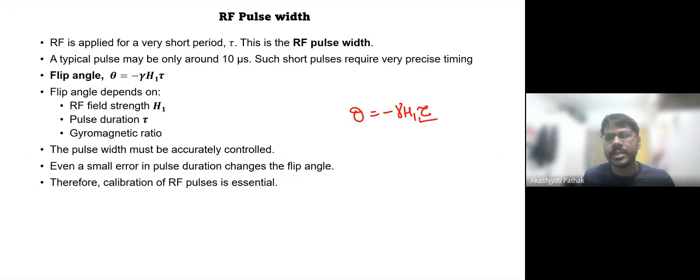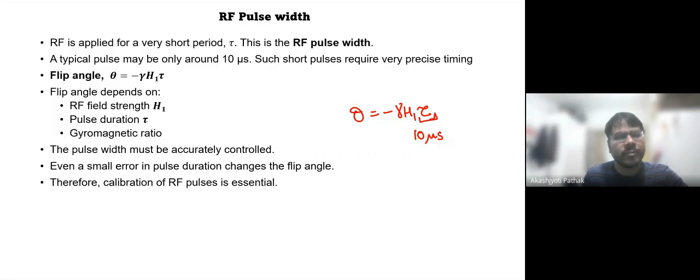So this duration has to be very precise. If it must be 10 microsecond, it cannot be like 10.1 or 10.2 microsecond. So it has to be very well calibrated. The instrument has to be very well calibrated so that the pulse width is exactly equal to that 10 microsecond.